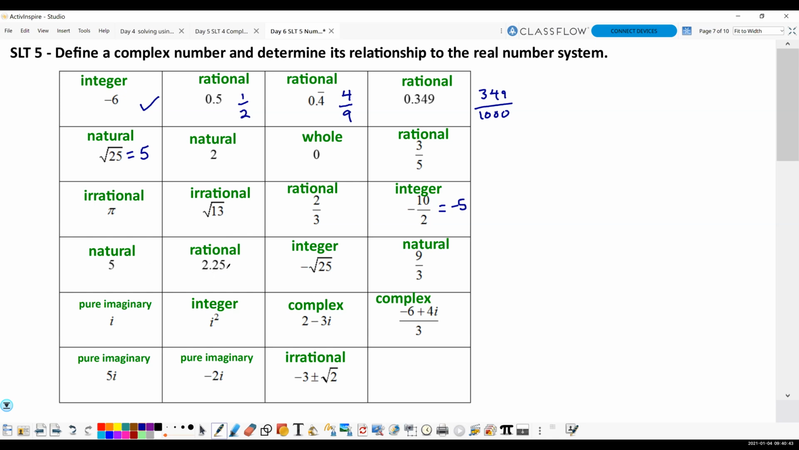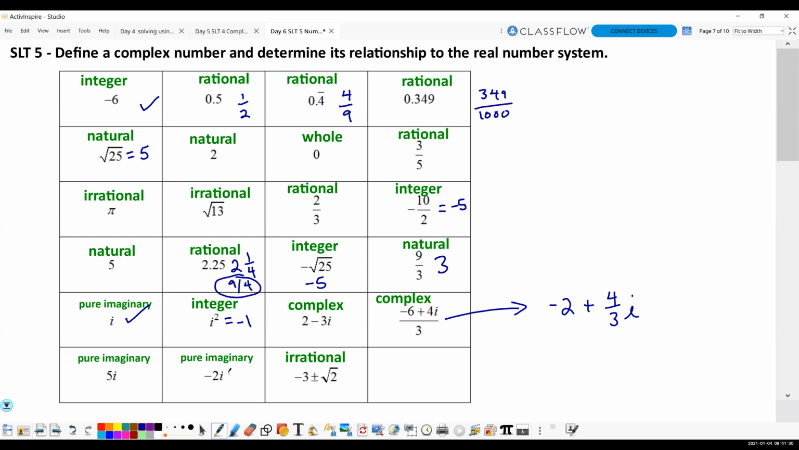2.25 is obviously rational because this is just like 2 1/4, or you could write it as 9/4. There we go, fraction of integers. This is integer because it's -5. This is natural because it's 3. Pure imaginary, because i squared is -1. Complex, it's got a real and an imaginary component. Now this one, I would personally prefer to write as -2 plus 4/3 i, because I like my numbers in standard form. So this is obviously complex. It's got a real and it's got an imaginary. 5i, pure imaginary. It only has an imaginary component.